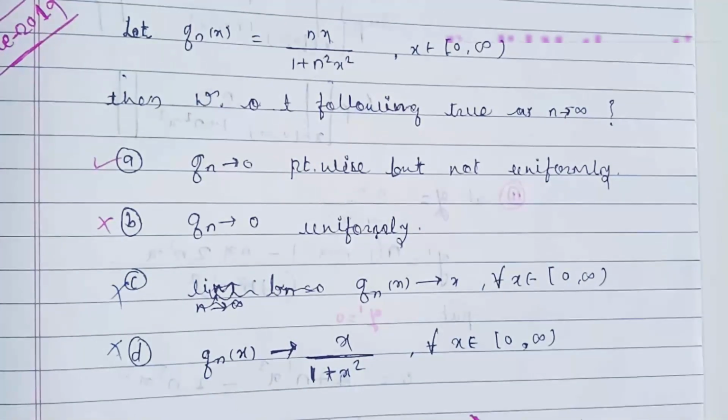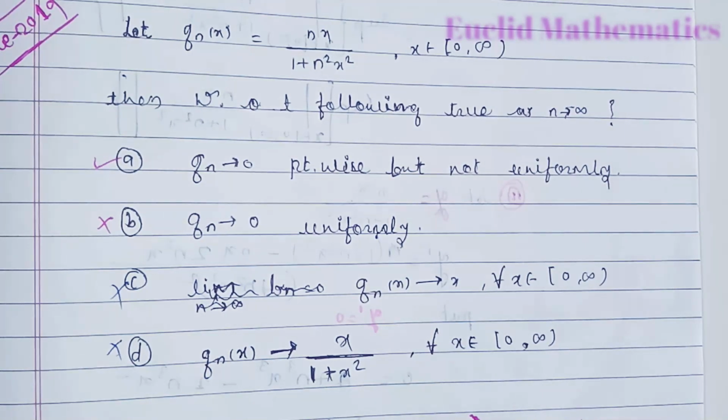Now go to the next option: g_n tends to 0, that means it is uniformly convergent. We have to check whether it is uniformly convergent or not, that is, whether it goes to 0. The third option: g_n of x tends to x for all x in the closed-open interval 0 to infinity. And the fourth option: g_n of x tends to x upon 1 plus x square for all x in 0 to infinity.